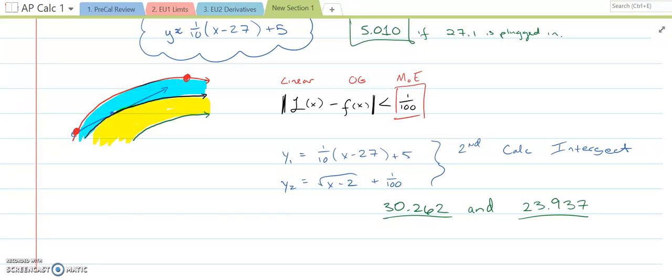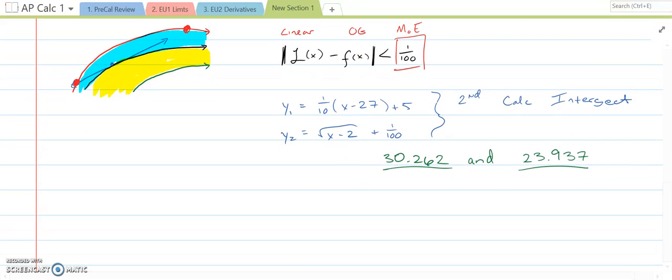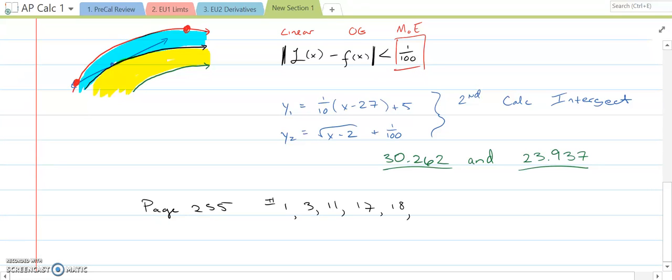All right, so your homework regarding linear approximations is going to be in the book. It is on page 255. You're looking at numbers 1, 3, 11, 17, 18, 21, and 24.